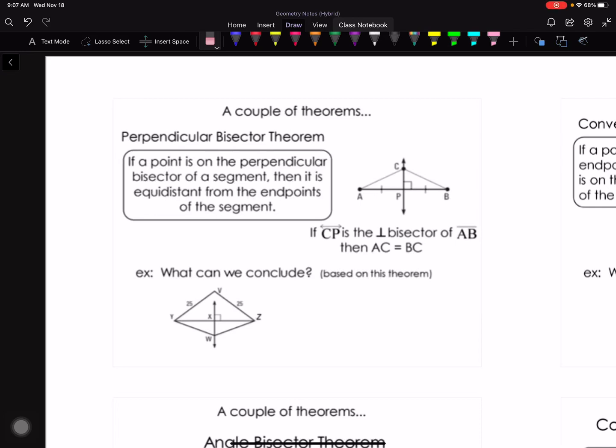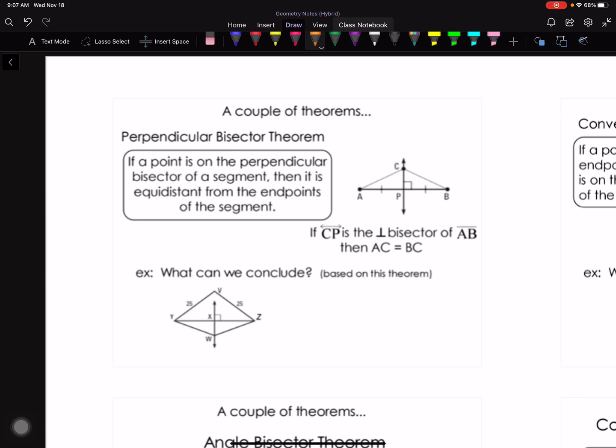All right, section 3.9 with the very in-depth title, Theorems. So a couple of theorems. First of all, the perpendicular bisector theorem, which says that if a point is on the perpendicular bisector of a segment, then it is equidistant, meaning the same distance, from the endpoints of the segment.